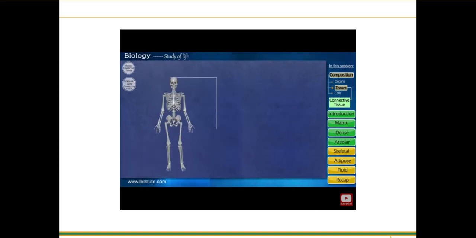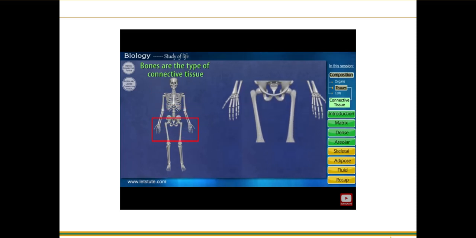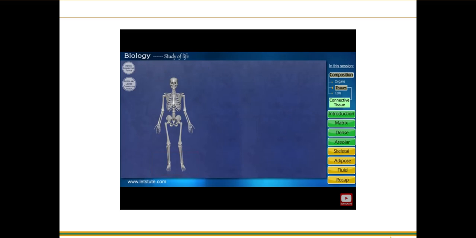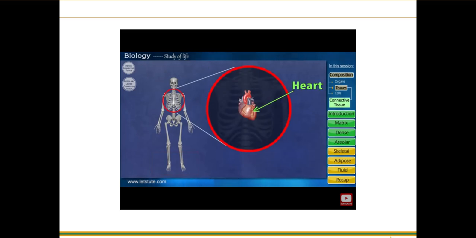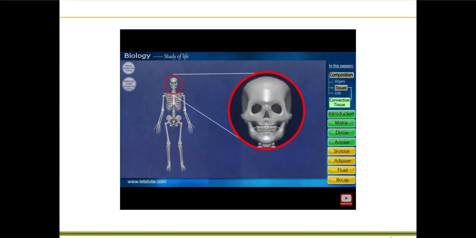Our bones form the framework of our body. But did you know that these bones are also a connective type of tissue? It supports and holds our internal organs together. Like for example, the heart and lungs are supported by the bony rib cage in our chest. Our skull holds and supports our brain.